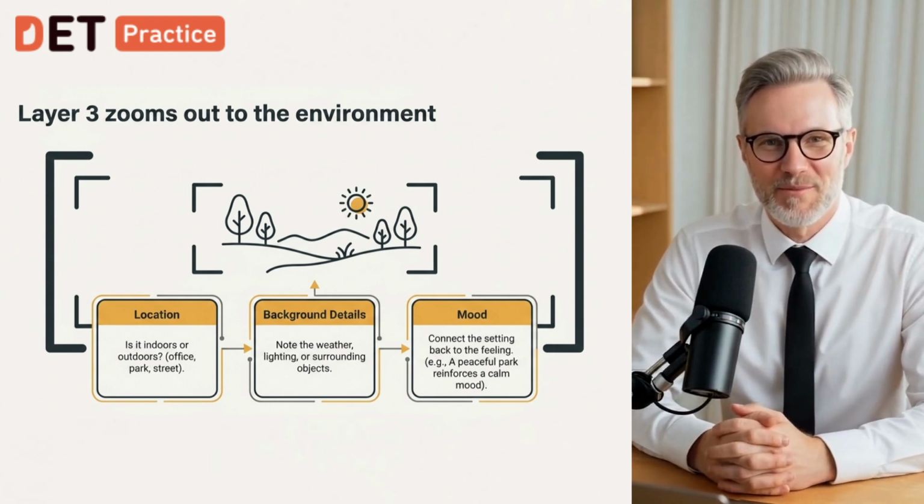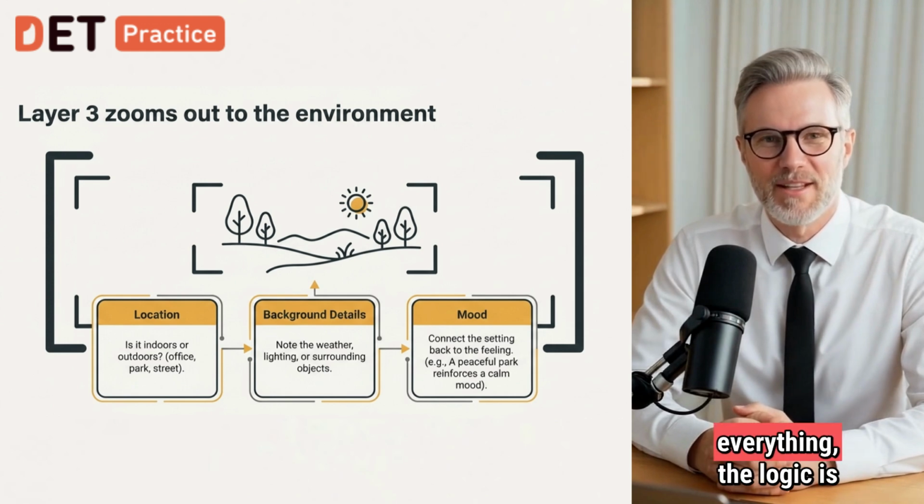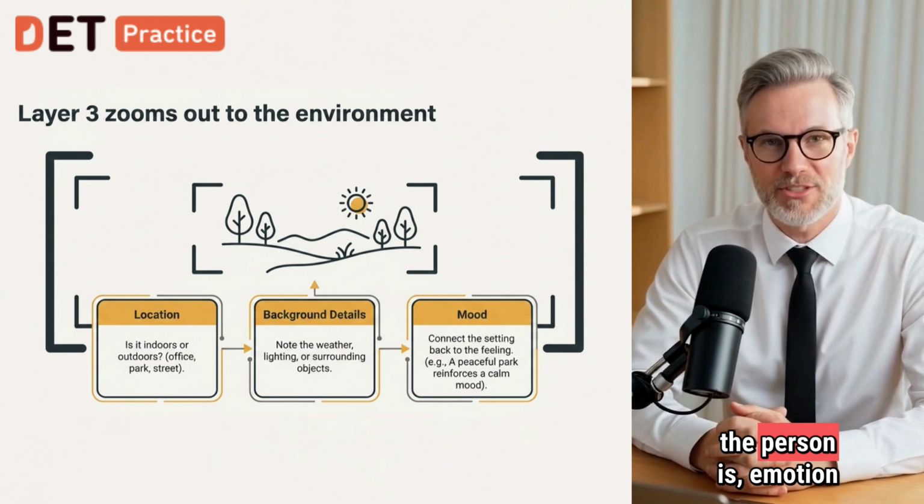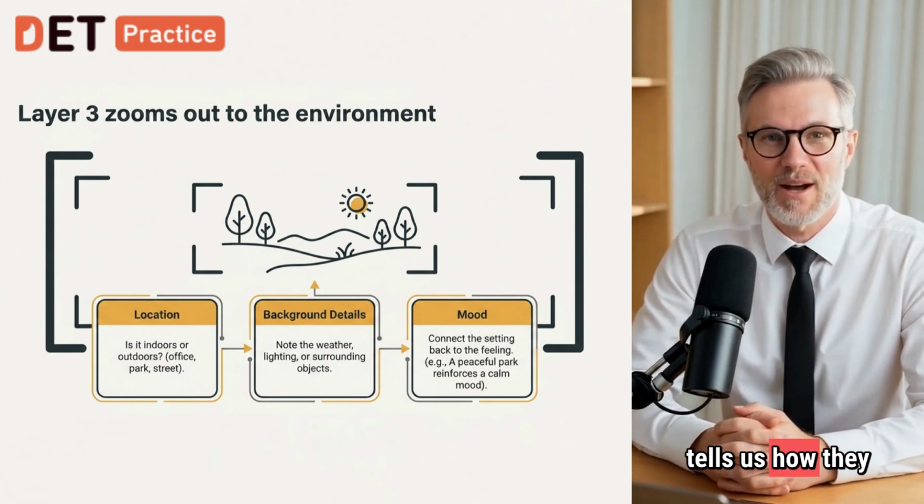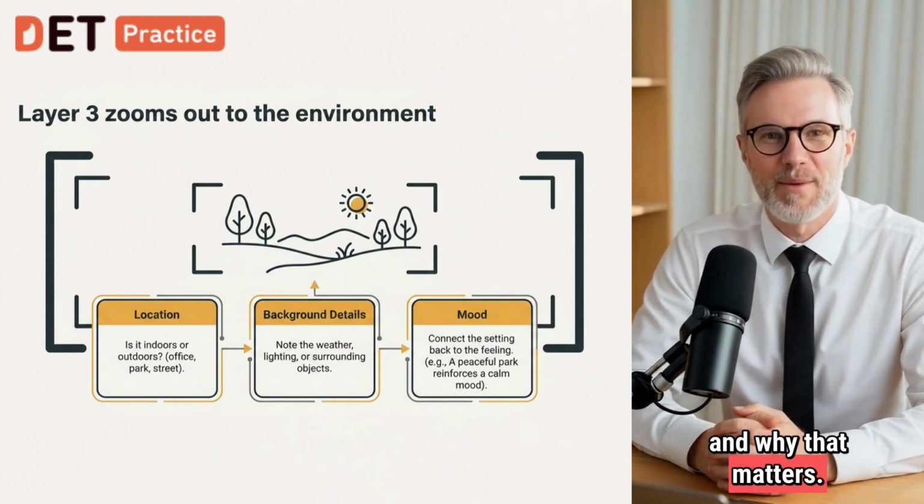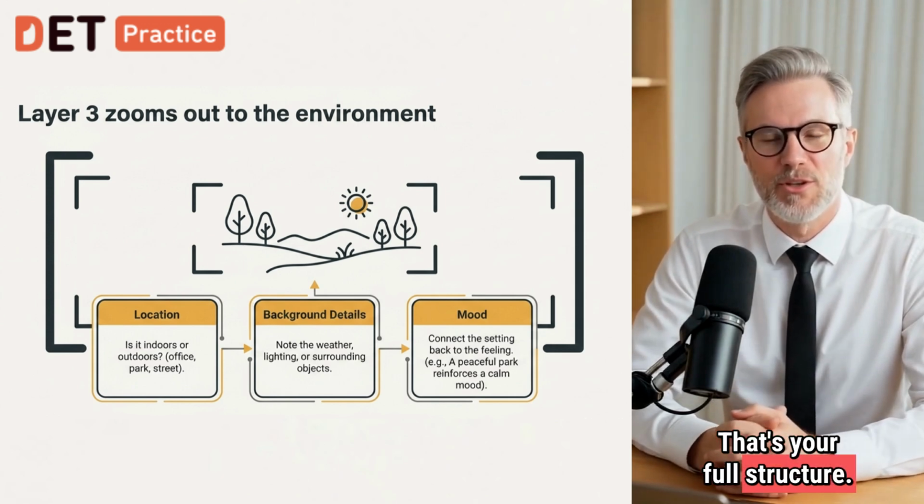So if we combine everything, the logic is very simple. Appearance tells us who the person is, emotion tells us how they feel, and environment tells us where they are and why that matters. That's your full structure.